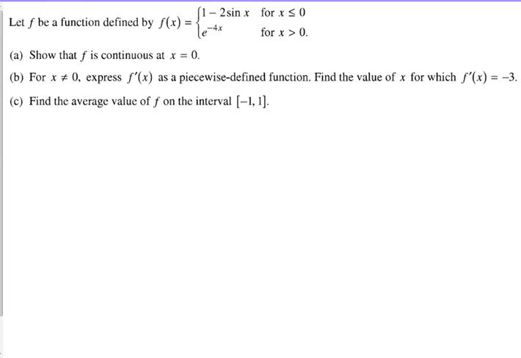Okay, let f be a function defined by this piecewise function. We've got a trig function when x is less than or equal to 0, and we have an exponential function when it's greater than 0. This is calculator inactive. So let's see what part A says. Part A says show that f is continuous at x equals 0.